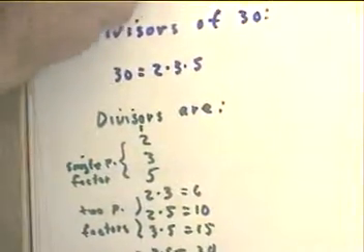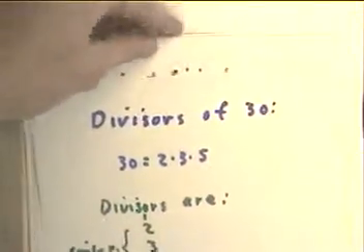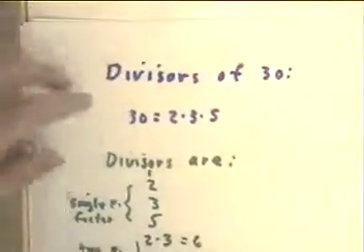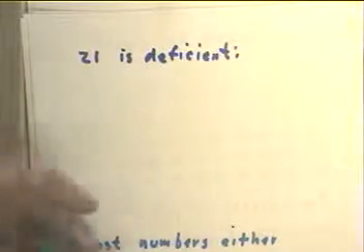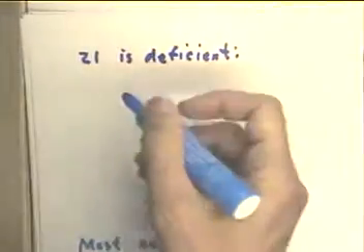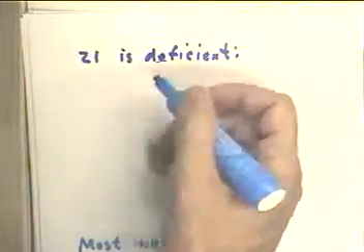Okay, now there's another alternative, of course. A number doesn't have to be abundant. There are some numbers that are deficient. Okay, I say 21 is deficient. Now what do you think I mean by deficient? If abundant means that the divisors add up to something bigger than the number, what does deficient mean? Well, this means that the divisors add up to less than the number.